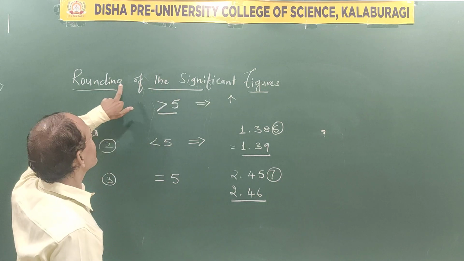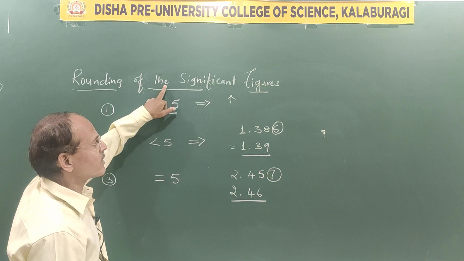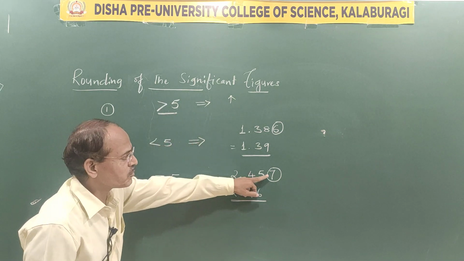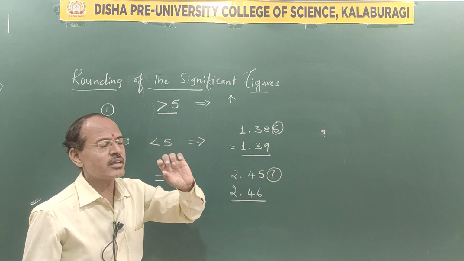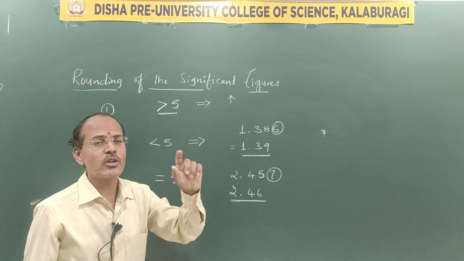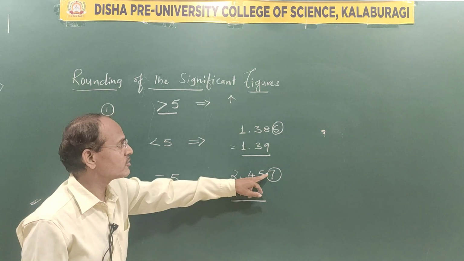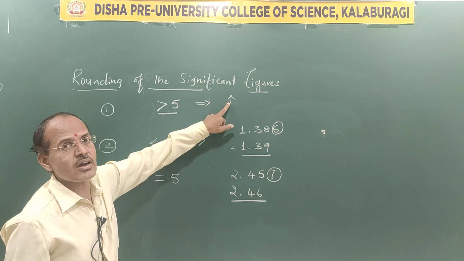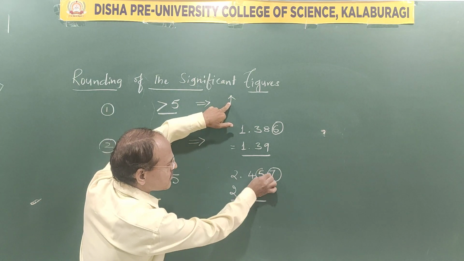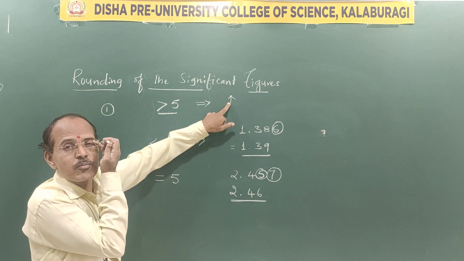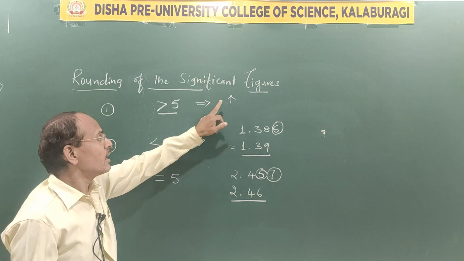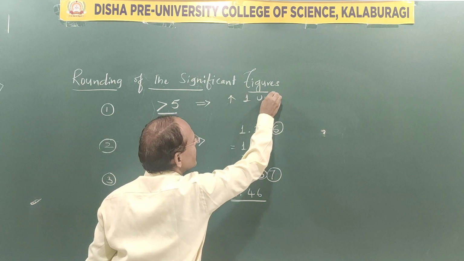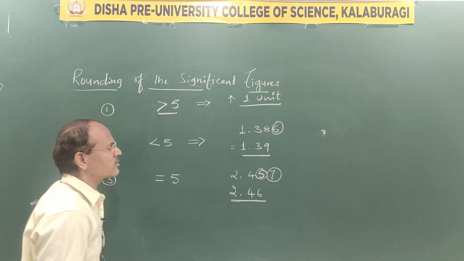This kind of phenomenon we call what? Rounding of the significant figures up to the desired values. Try to concentrate here. Which digit are you going to remove? If that digit is greater than 5, then the preceding number, the number before it, will be increased by 1 unit.